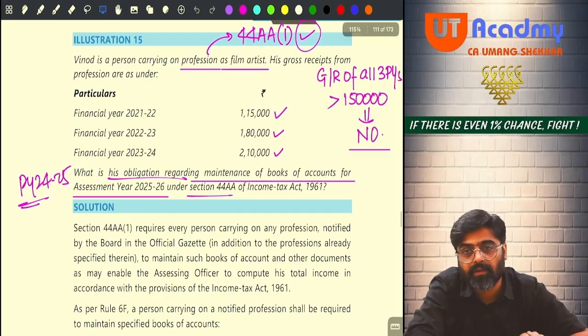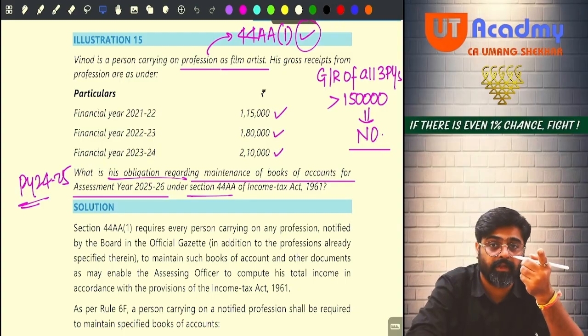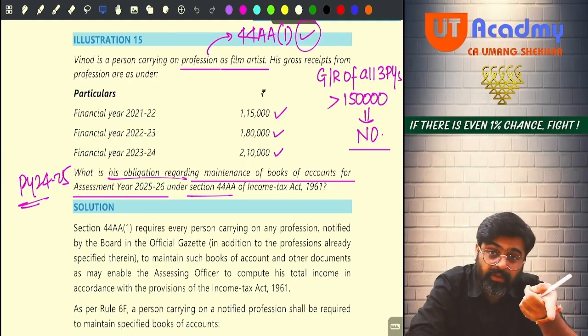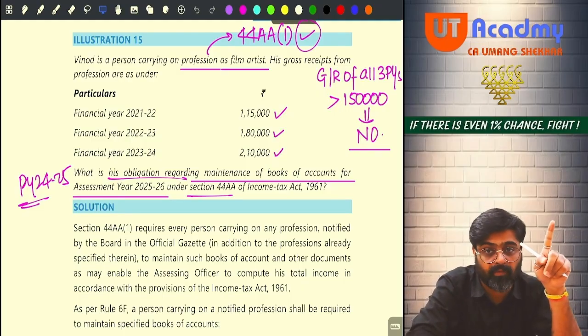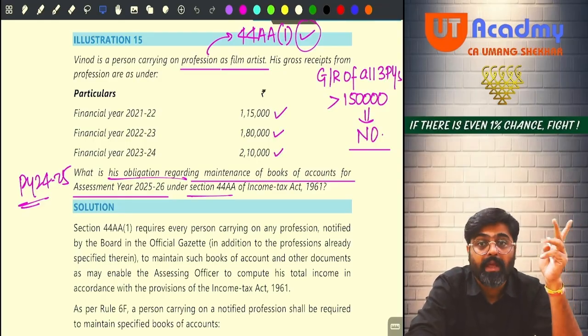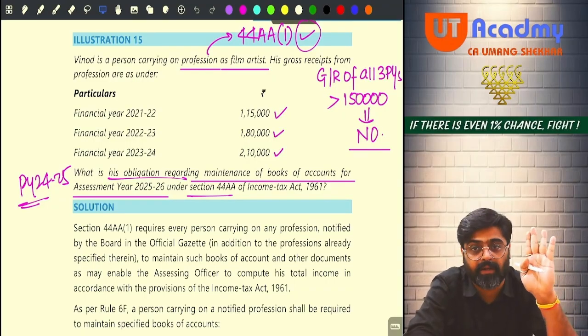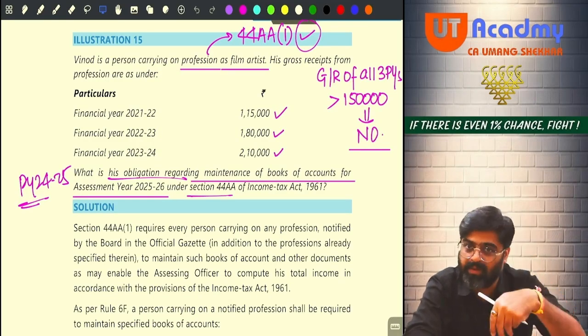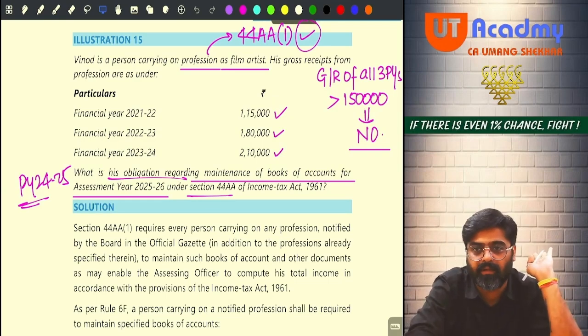What is his obligation? Is he required to maintain the books? Yes. Looking at this, it does not seem that he is required to maintain the prescribed books. But wait, if in this year it is expected that it will be more than 1,50,000, then prescribed books. But if in this year it is not expected that it will cross 1,50,000, then also you will maintain compulsorily. Compulsory requirement, obligation to maintain books compulsory.